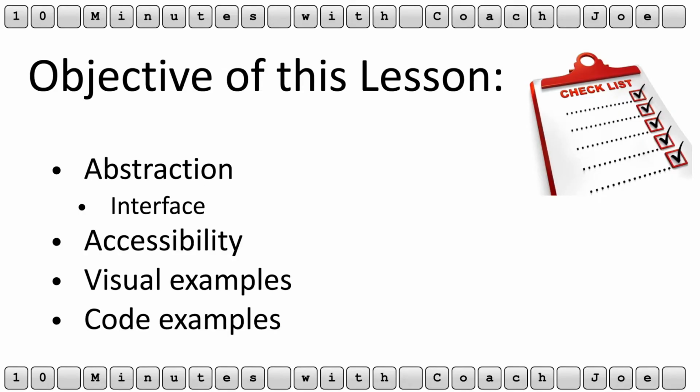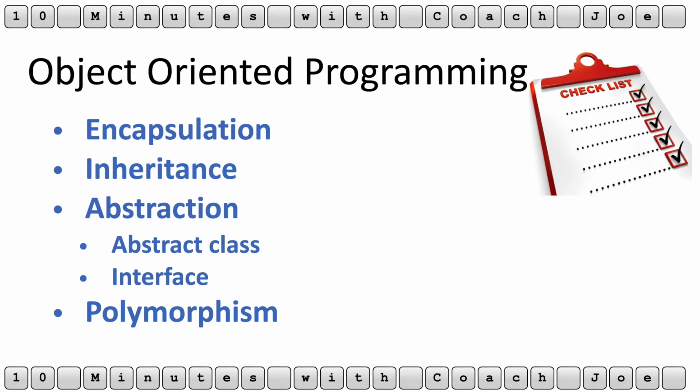In this lesson, we will review abstraction, one of the major building blocks of object-oriented programming, along with how it works with the interface, accessibility, and some code examples. Object-oriented programming is about creating objects that contain both data and methods. The four building blocks for object-oriented programming are encapsulation, inheritance, abstraction, and polymorphism.